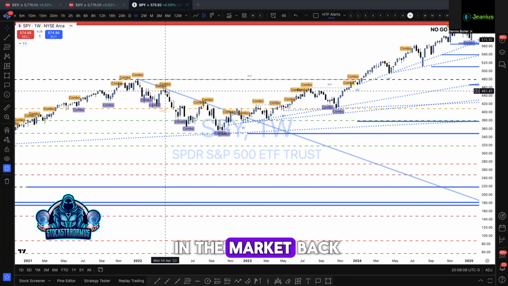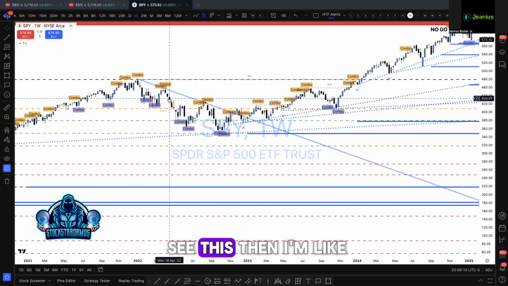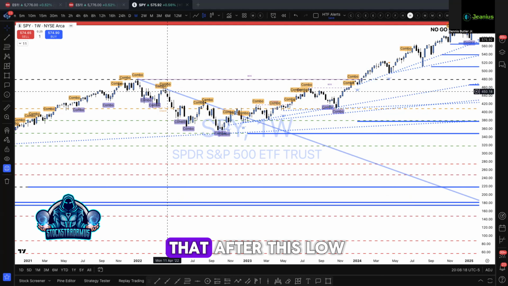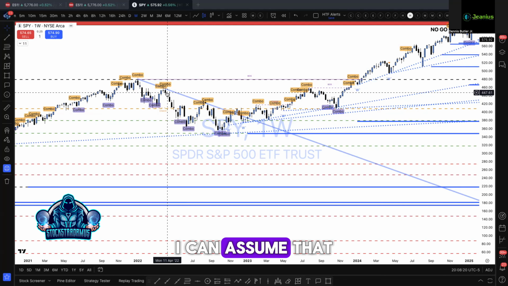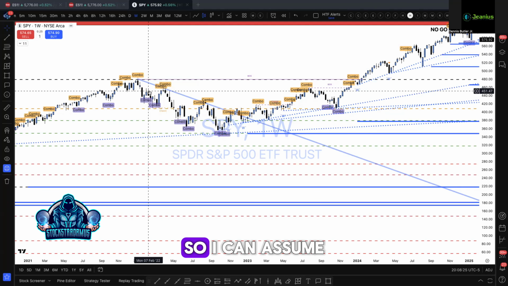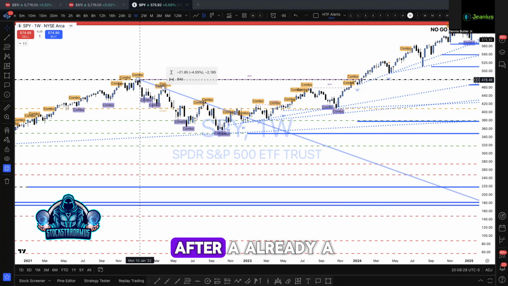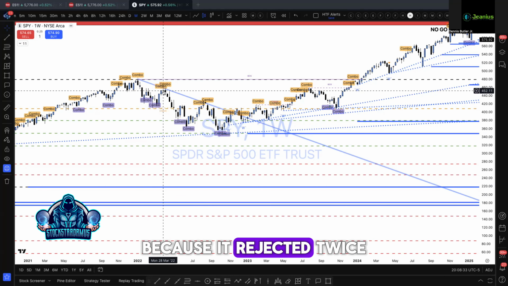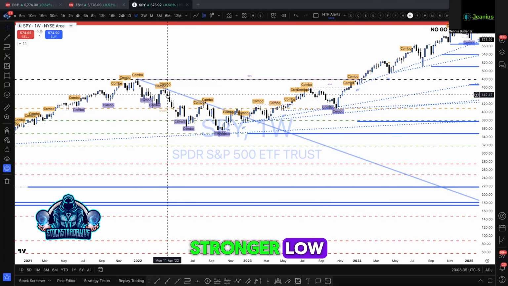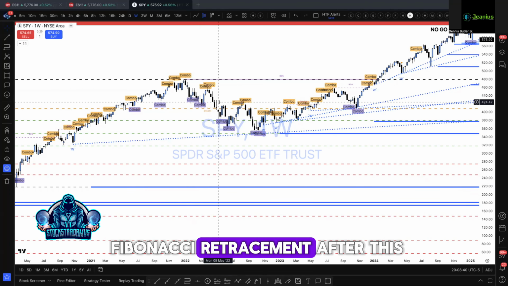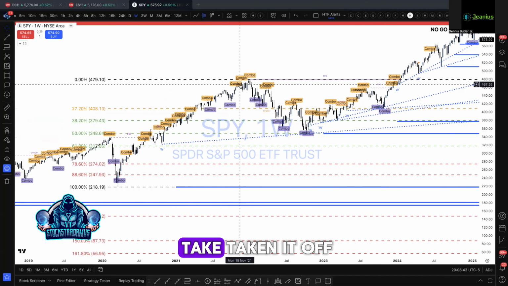So when this happened in the market back in 2022 and I started to see this, I'm like, all right, I won't say assume, but I can anticipate that after this low getting put in, it didn't get above this high right here after rejecting at this high again. So I can assume that if this is a double top after already a high that was put here, this could be a lower high confirmation because it rejected twice, which makes it a stronger high. So once I mark this out, I'll just put the Fibonacci retracement after this. Now, if it would have pushed up, I would have just taken it off.